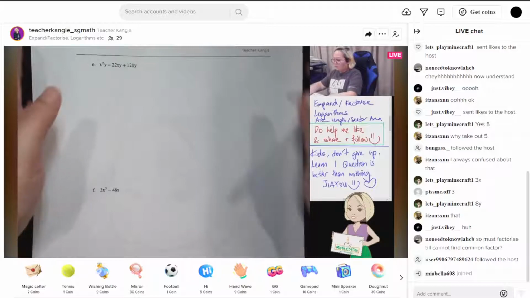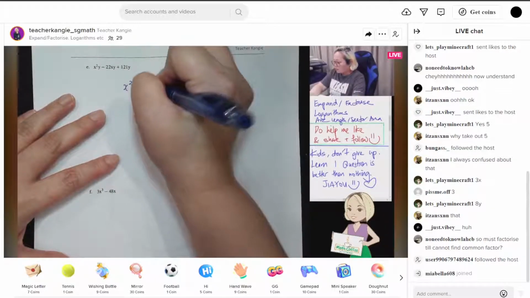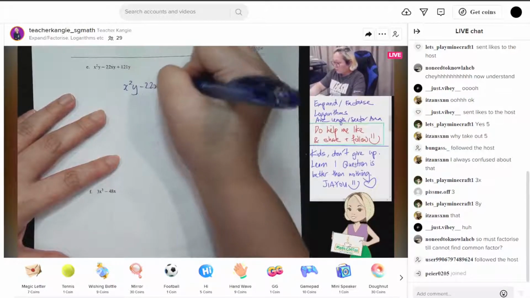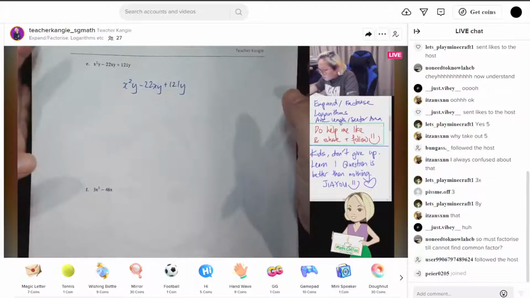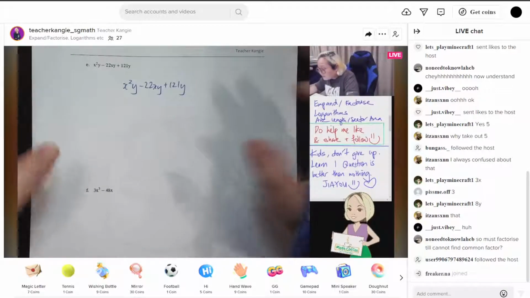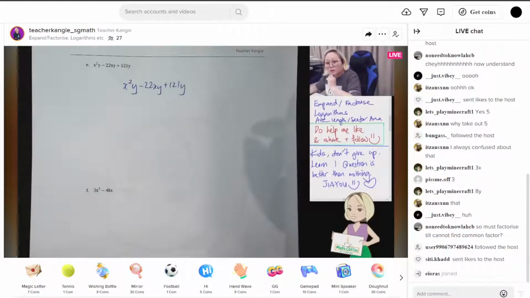Okay, so now x square y minus 22xy plus 121y. Yes, always take out common factor first. Then after that, for the remaining bracket, you ask yourself which other methods you can apply to factorize. Grouping terms, or is it A square minus B square, or is it cross method?